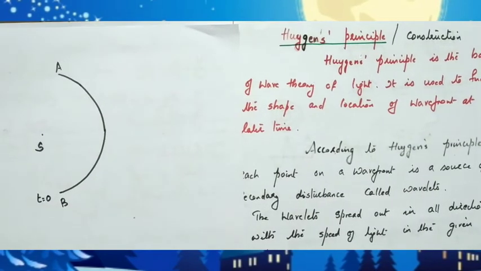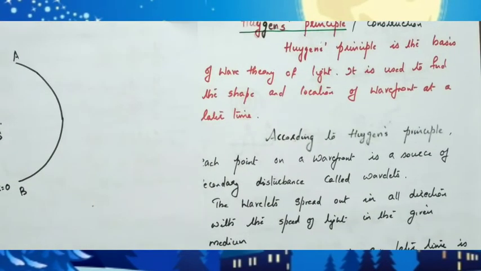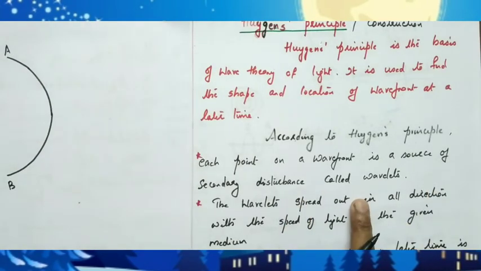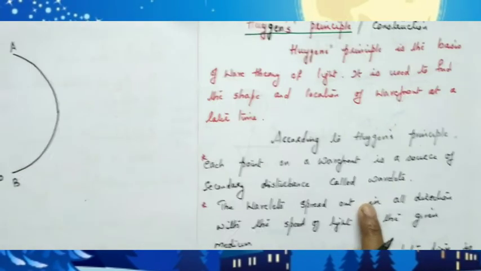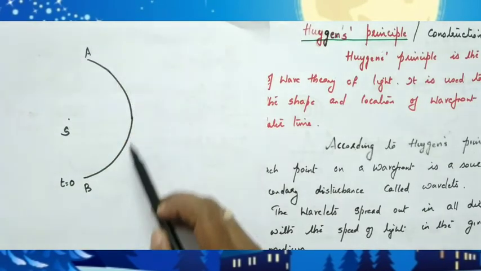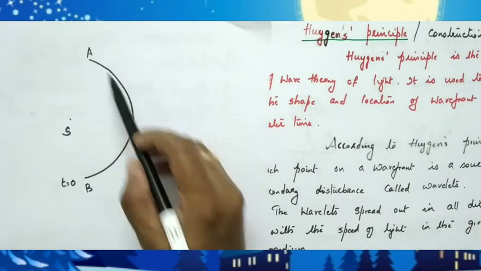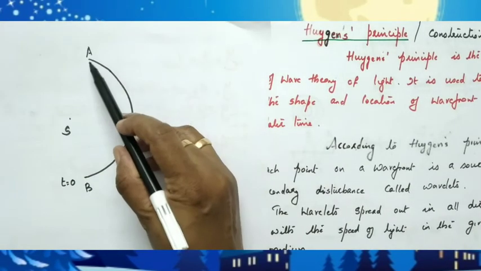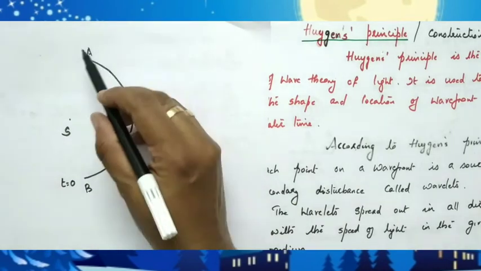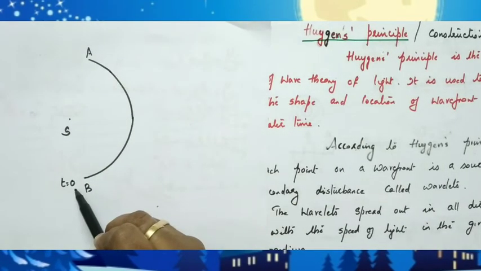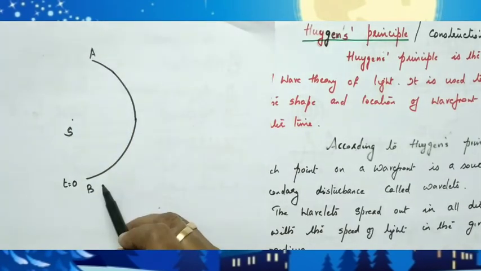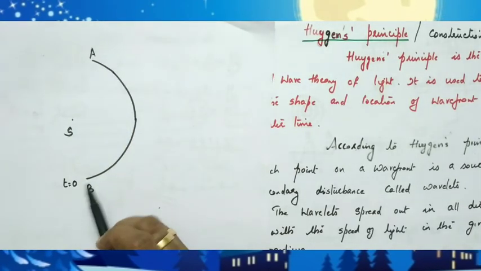Now, according to Huygens principle, each point of the wavefront is the source of secondary disturbance called wavelets. For example, we can consider this is a light source. This is the wavefront, a spherical wavefront. Here I have drawn only part of the sphere. Let this wavefront be at the initial time t equal to 0. So, consider a light source. This is the initial wavefront AB at time t equal to 0.